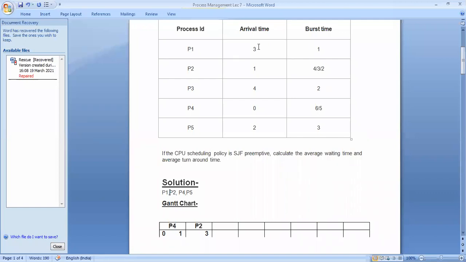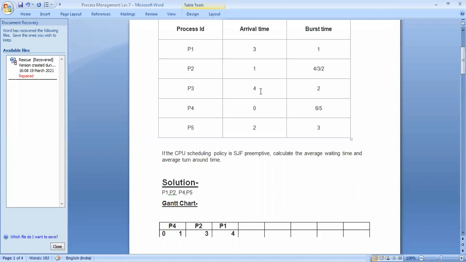So which process will execute? P1, exactly. Good. So P1 process will execute. Here burst time is 1, so no problem. So that means now time is 4. This one is over, done. P1 process is complete.